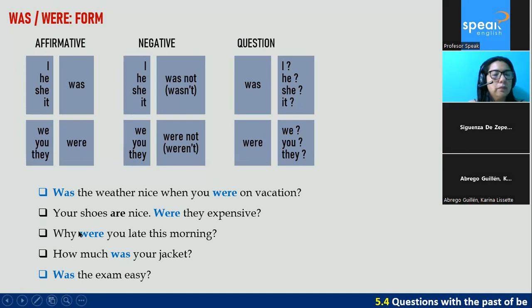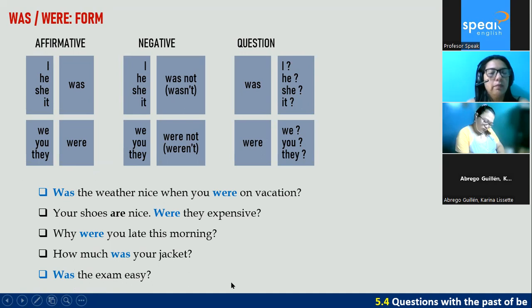Si yo ocupo why, es porque estoy buscando una razón. Because I woke up late. Why were you late this morning? Because I woke up late, ¿verdad? How much was your jacket? Oh, it was $20. Pero si yo pregunto, was the exam easy? Solo tengo un sí o un no. Yes, it was easy, or no, it wasn't, right?